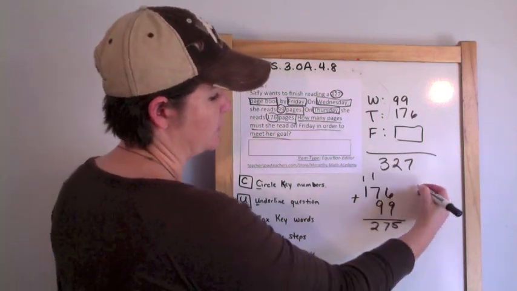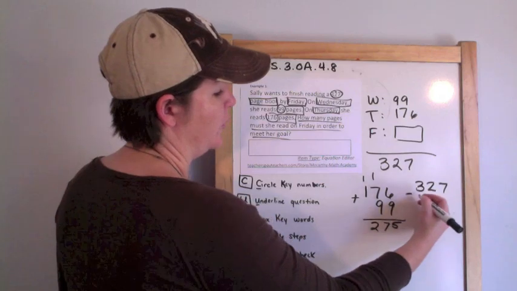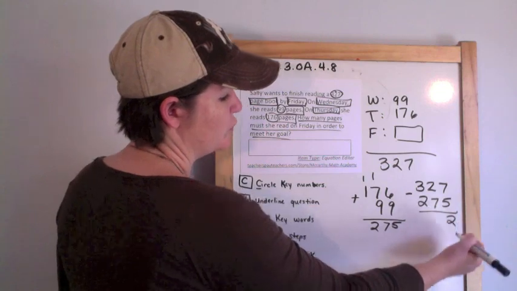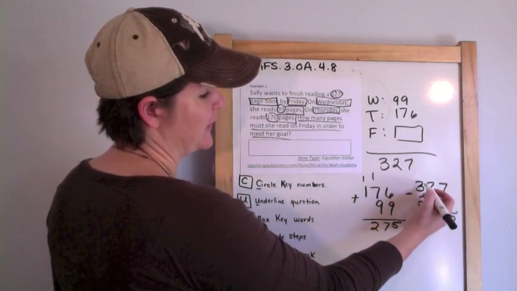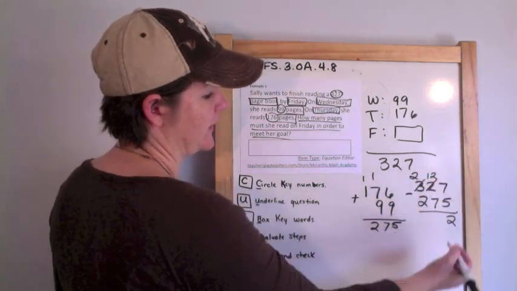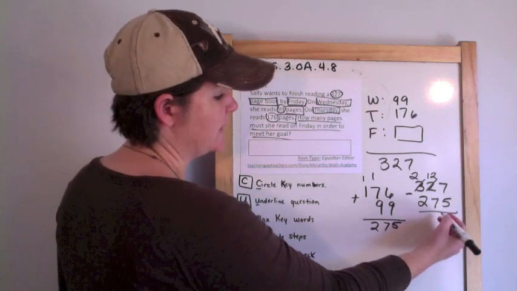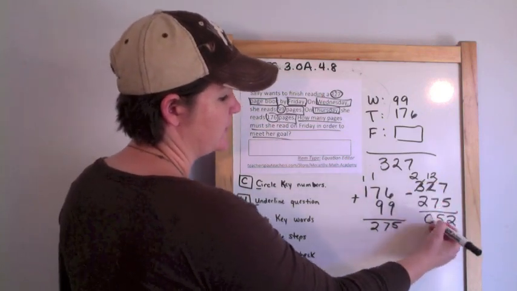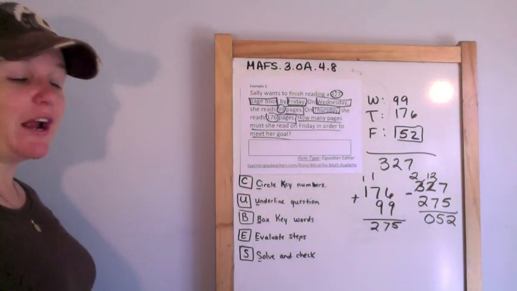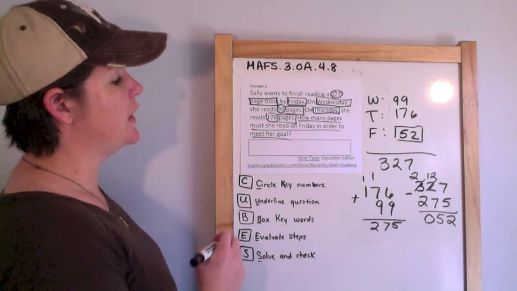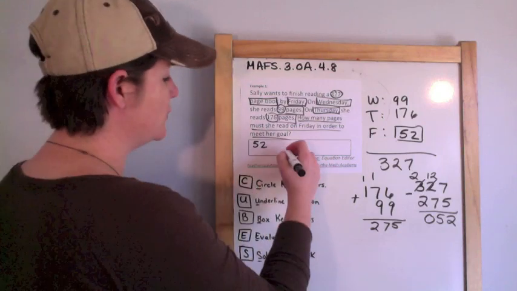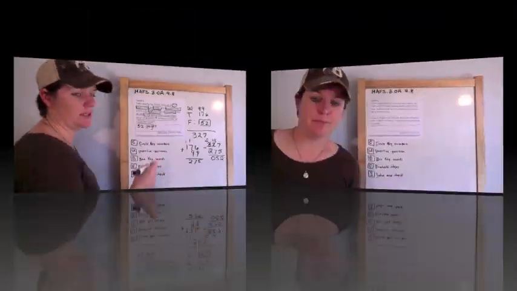And now I need to subtract her goal minus what she has read. 7 minus 5 is 2. 2 minus 7, I can't do that, so I need to regroup. Hey, can I have a 10? Sure you can. Thanks. 12 minus 7 is 5. 2 minus 2 is 0. So she has 52 pages left to read on Friday to meet her goal. So how many pages must she read on Friday in order to meet her goal? I think I just said that. It's 52. I could write 52 or 52 pages.